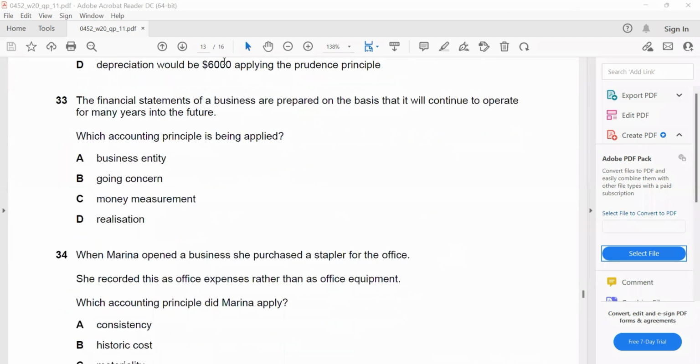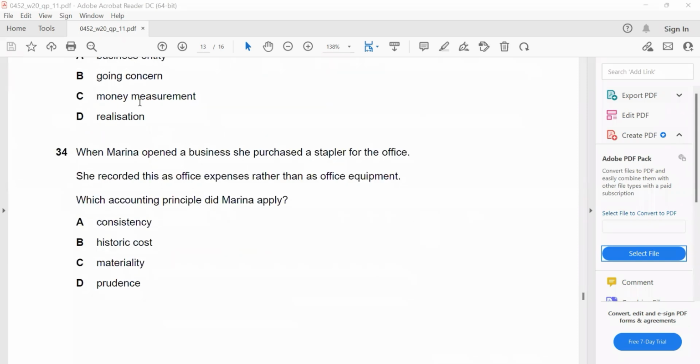33. The financial statements of a business are prepared on the basis that it will continue to operate for many years into the future. Many years in the future, this is going concern. Okay, the answer should be going concern. Business entity is talking about separate recording for the business and the owner. Money measurement is talking about the value to be recorded in the books, which must have monetary terms. Realization is talking about a legal title transferred to the buyer. So the answer should be B.